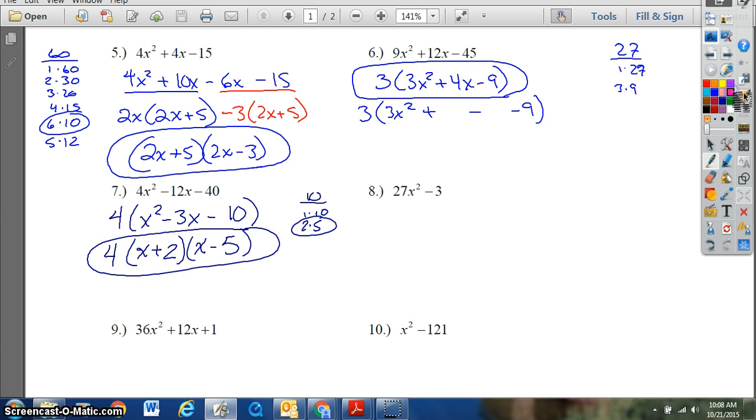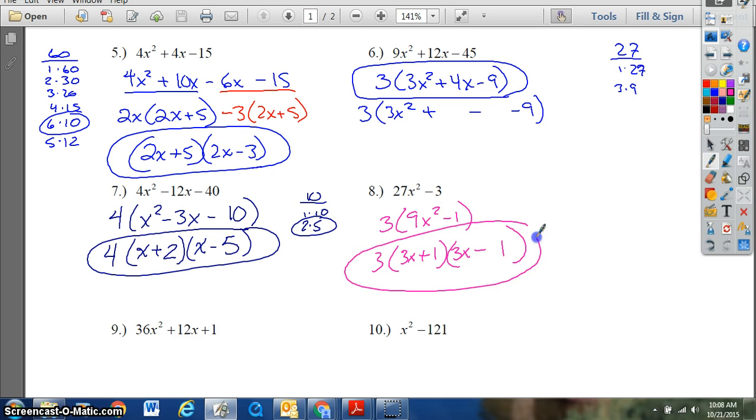Number 8. GCF of 3 here for both of these. That's going to leave you with 9x squared minus 1. Perfect square, separated by a minus. So I can take the square root of this, which is 3x, plus minus. Square root of 1 is 1. And that's basically number 8.